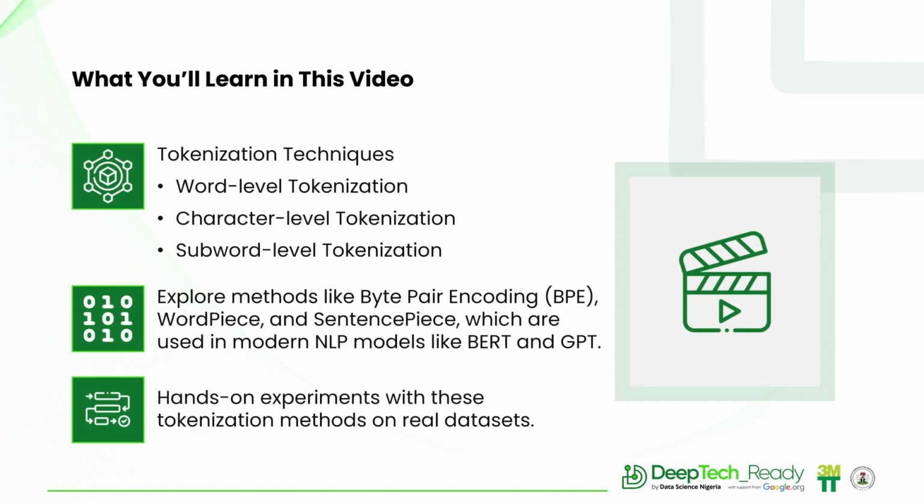Here is the outline of what we'll cover in today's class. We'll look at tokenization techniques, including word level, character level, and subword level tokenization. Specifically, we'll look at subword level methods, including byte pair encoding (BPE), WordPiece, and SentencePiece. And as always, we'll have a hands-on experiment with these tokenization methods on real datasets.